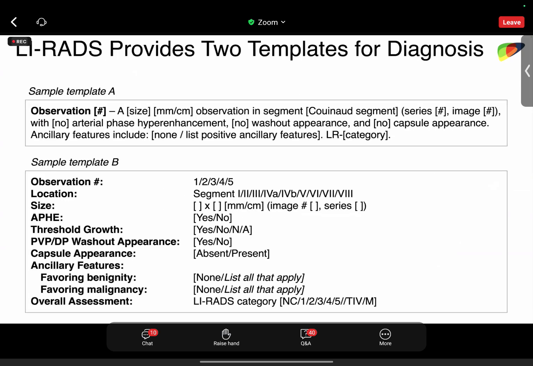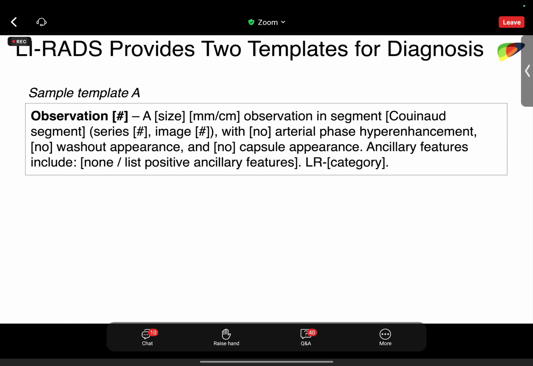LI-RADS provides two templates for untreated observations. The template on top, template A, is a structured text in a single continuous paragraph, whereas the sample template B is a structured report with keywords and findings. Both present the exact same information, but let's take a quick look.